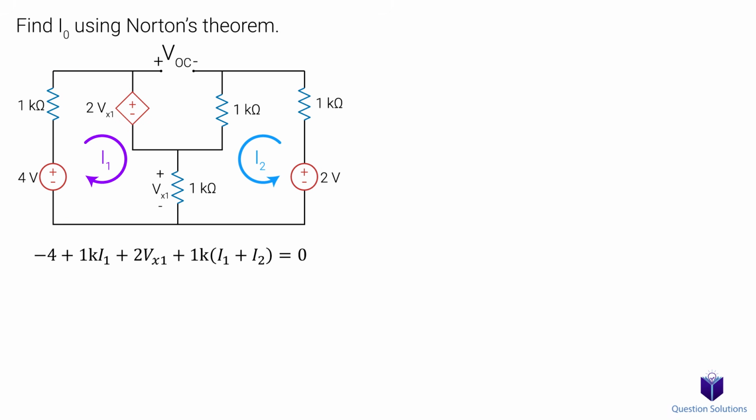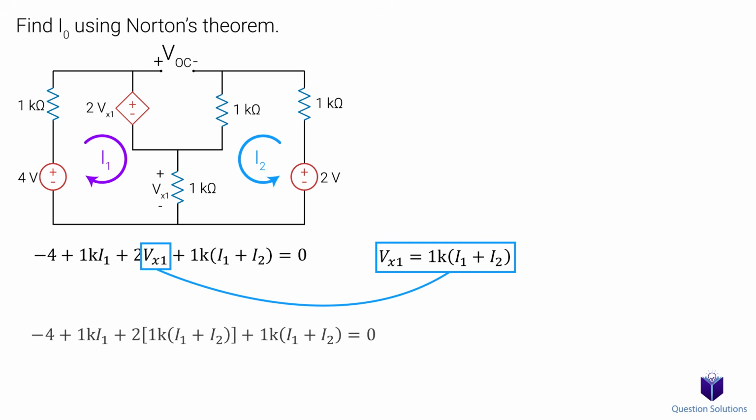Now let's think about Vx1. Notice that it's the voltage of this 1k ohm resistor. And what is the voltage of this resistor in terms of our mesh currents? Well, it's 1k ohms multiplied by I1 plus I2. Why is it I1 plus I2? Notice that the positive sign for Vx1 is on the top. So I1 and I2 are both entering the positive terminal in the same direction. Let's replace Vx1 with our new equation. Now we can simplify.